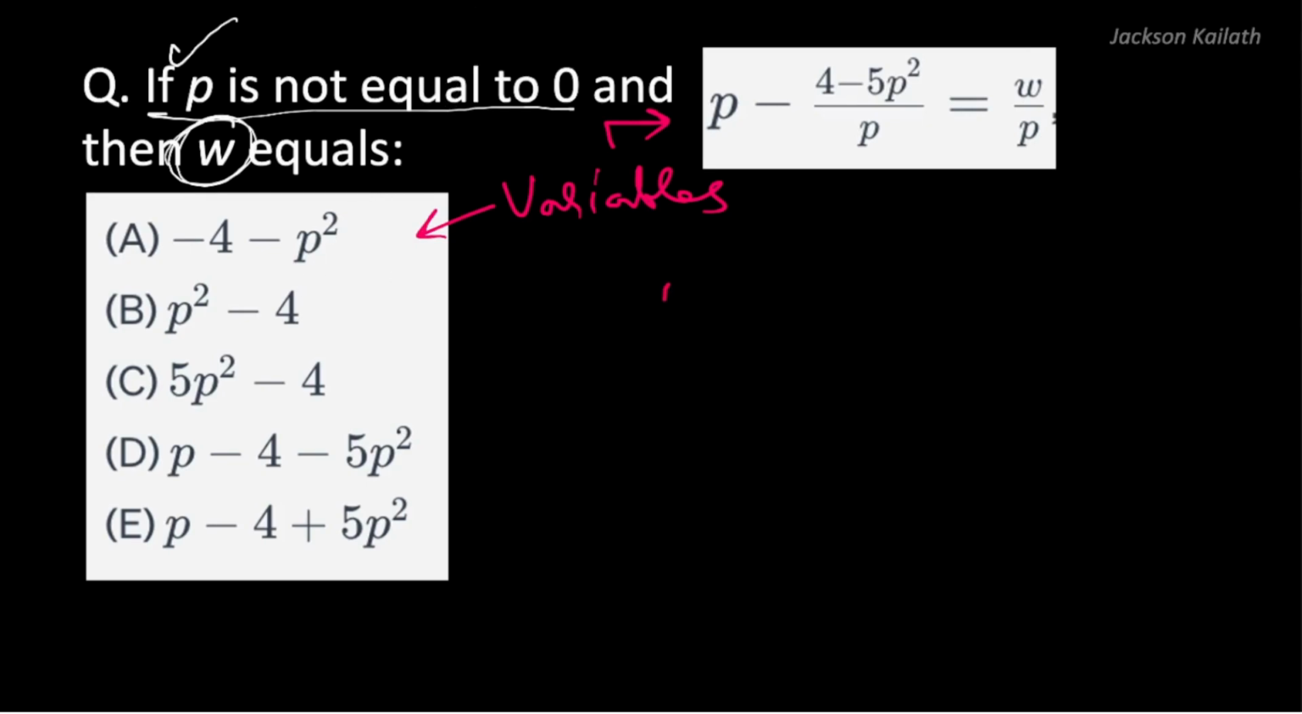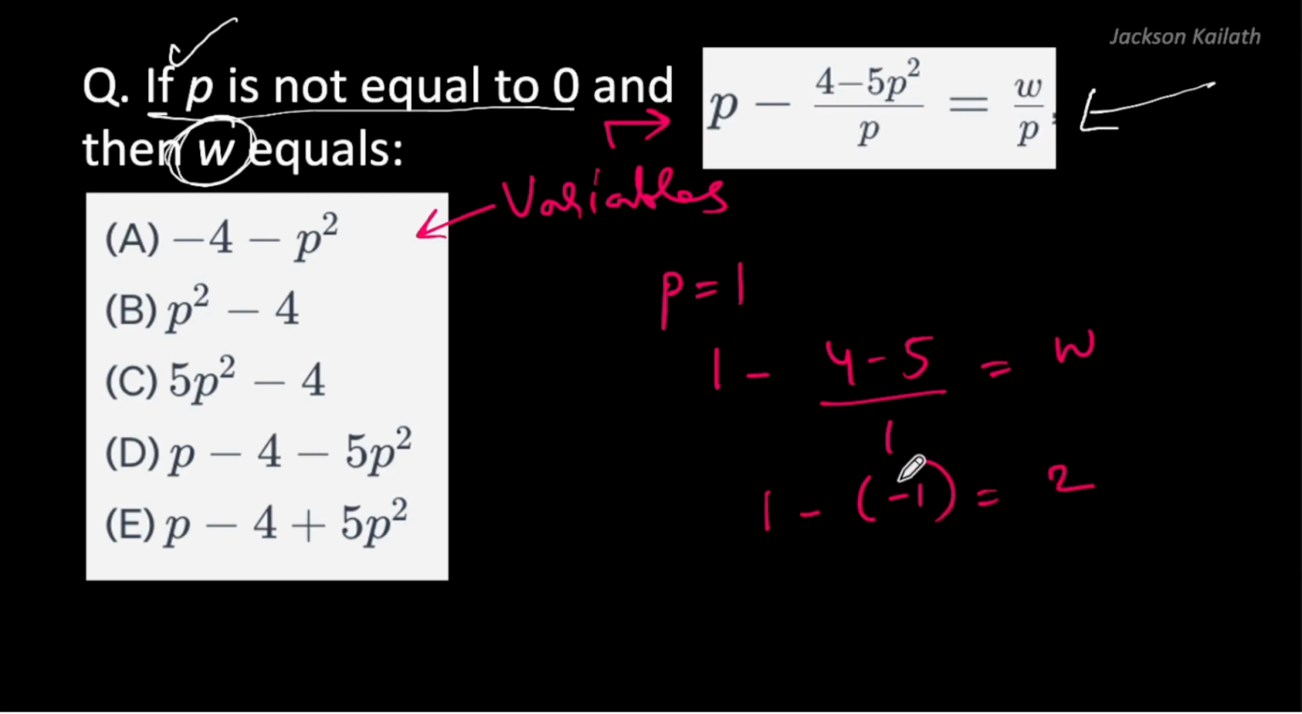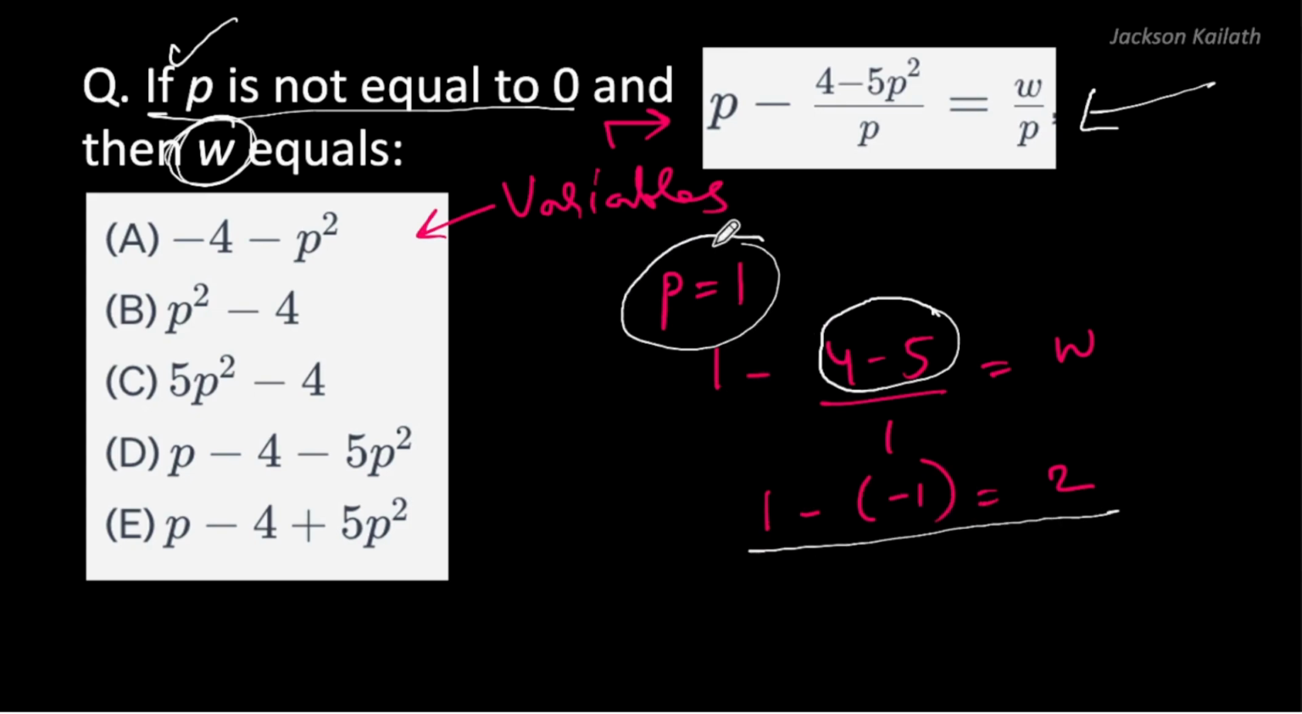So let's start with p is equal to 1. When p is equal to 1, what happens to this equation over here? We get 1 minus 4 minus 5 by 1 is equal to w by 1. So this simplifies to 1 minus minus 1, alright, and 1 minus minus 1 is equal to 2, right? So over here you have minus 1. So 1 minus minus 1 is equal to 2. So when p is equal to 1, w has to be equal to 2. So that's what we are trying to evaluate.